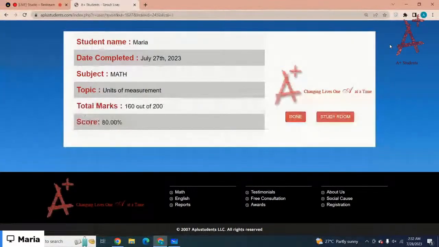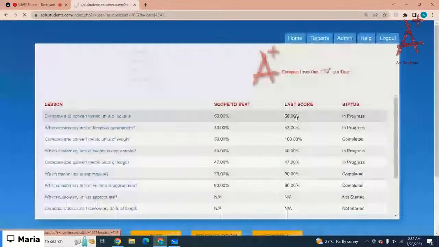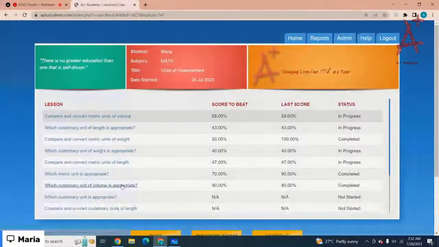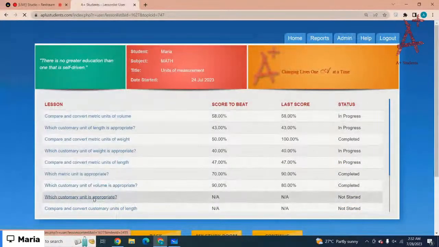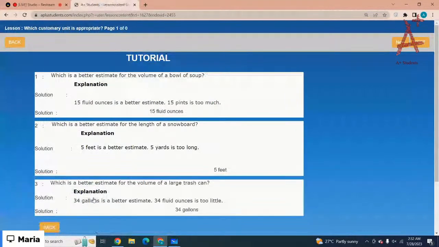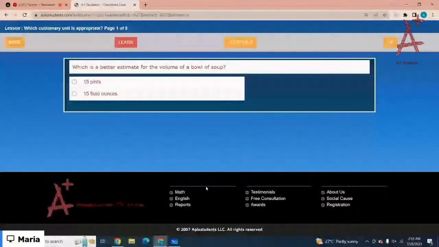Okay, we are done with the lesson. Let's just start with the next lesson. The next lesson is which customary unit is appropriate. Okay, you're not given the options here. Let's just start with the test question. Which is a better estimate for the volume of a bowl of soup, 15 pints or 15 fluid ounces? Which is the correct option?